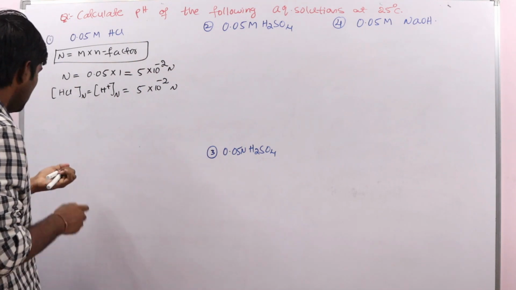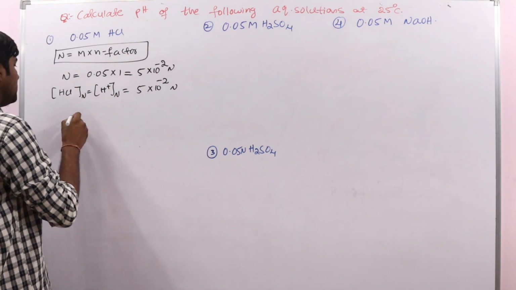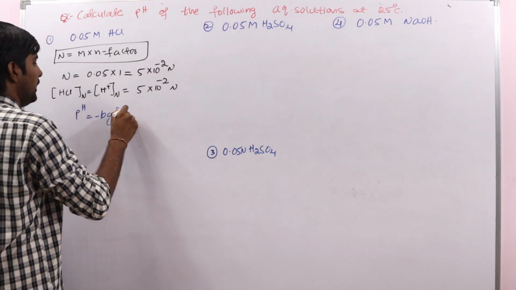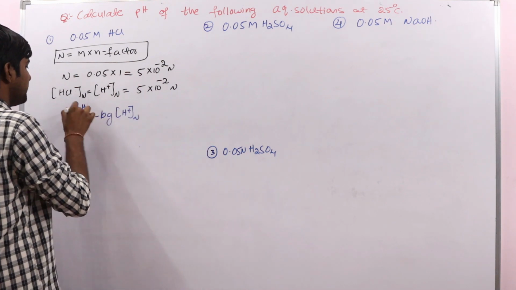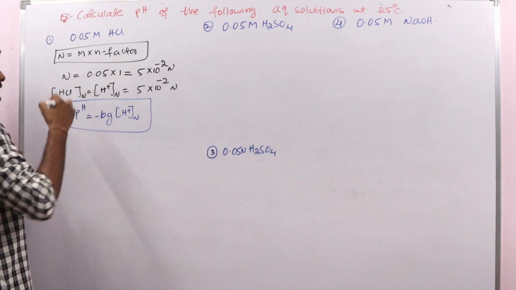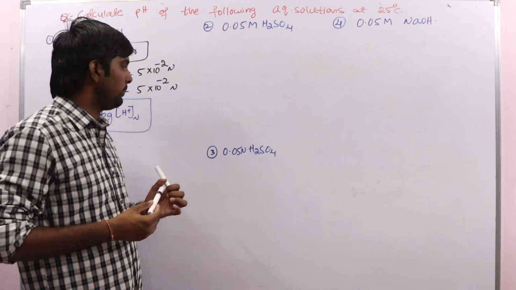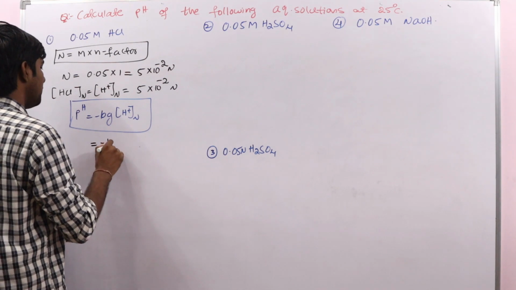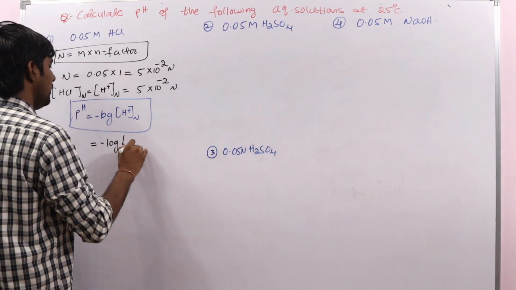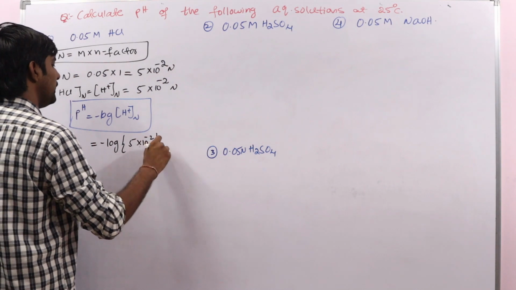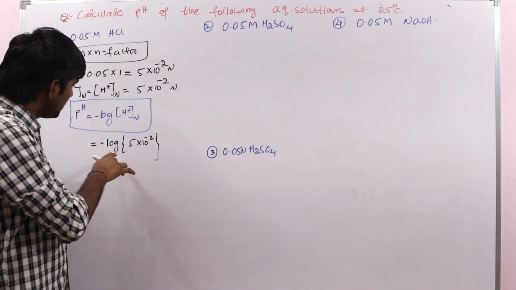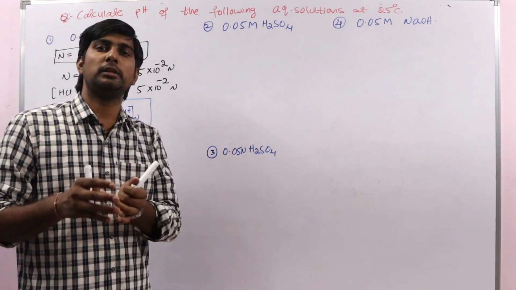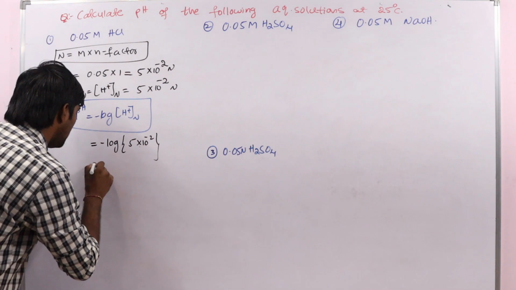Now what is the formula to calculate pH? pH is equal to minus log H plus ion concentration expressed in normality. Let us substitute the H plus ion concentration in this formula: minus log 5 into 10 power minus 2. Now see, this is in the form of log A into B, that we can write as log A plus log B.